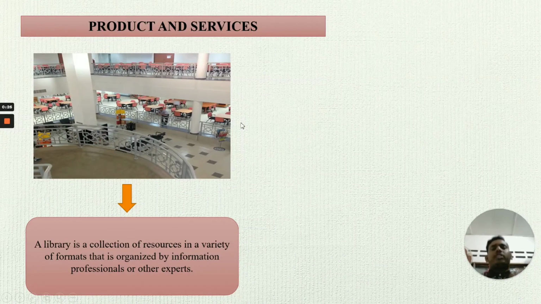Before I explain about the products and services offered by the library, let me briefly elaborate on what a library actually is. A library is a collection of resources in a variety of formats that is organized by information professionals or other experts.